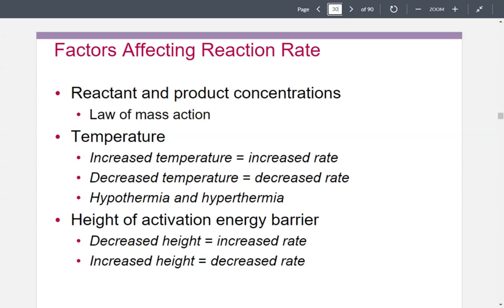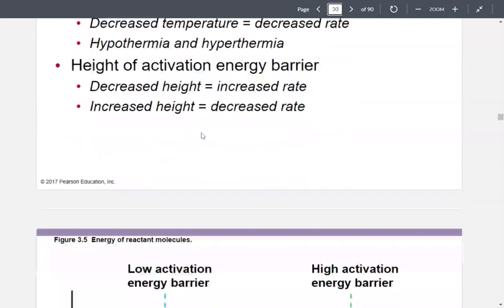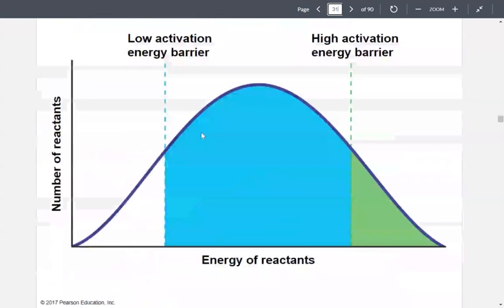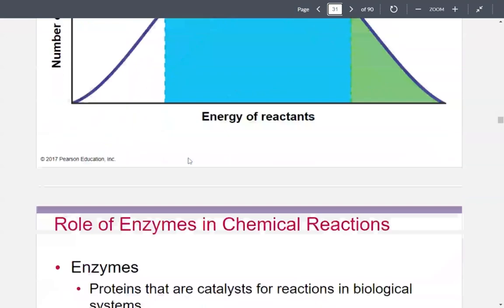Activation energy barrier. So how much energy do we need to input into the system in order to actually get this reaction to occur? The greater the decrease in height, the greater the increase in the rate. The greater the increase in the height, the greater the decrease in the rate. This is where enzymes are going to come to play. A lovely little chart here trying to illustrate that.